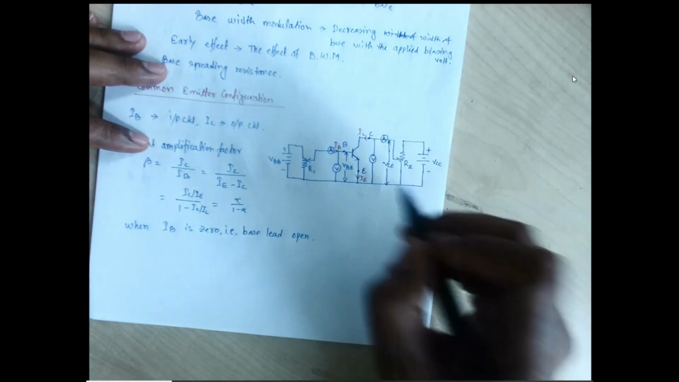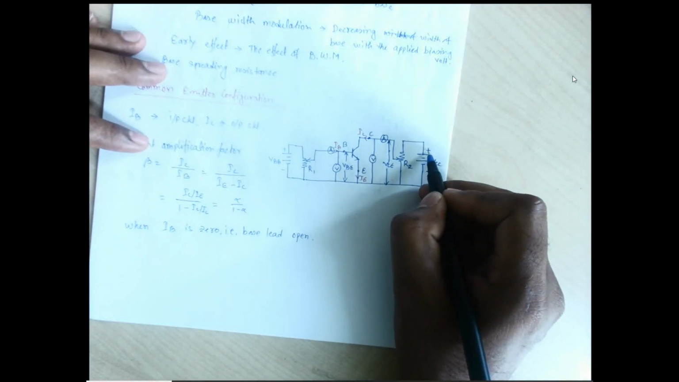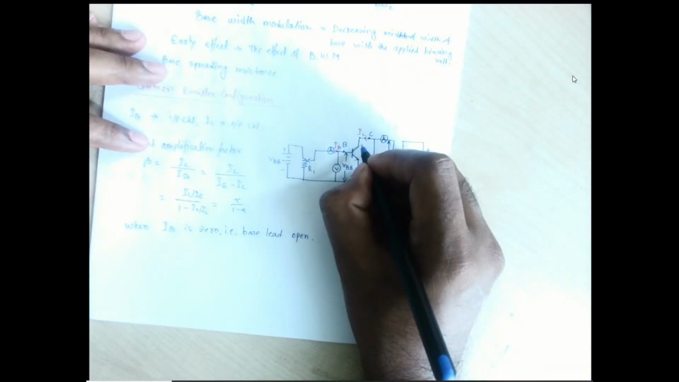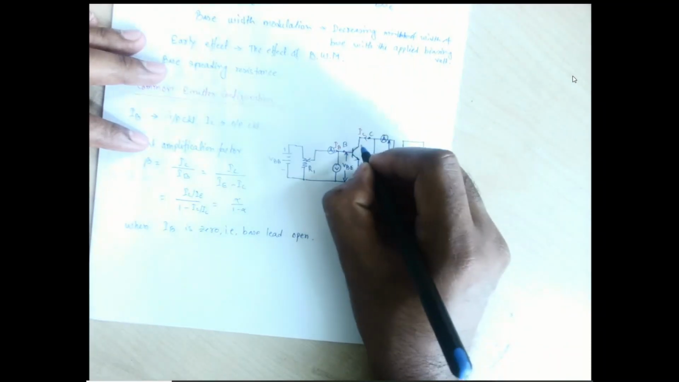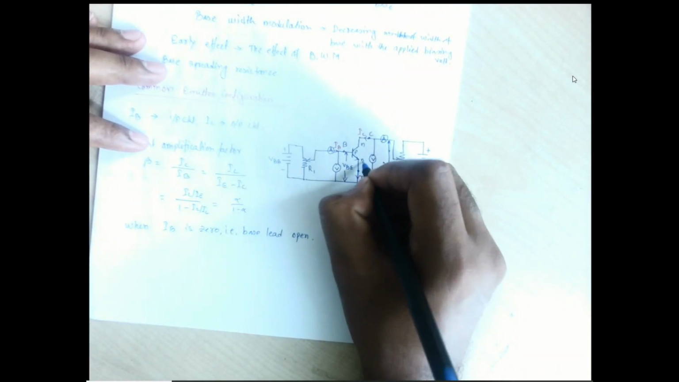So which kind of biasing has been provided? Reverse bias is provided, because this positive potential is connected with this negative, that is N. It is an NPN transistor. So this N is connected with the positive potential. So what will it do?